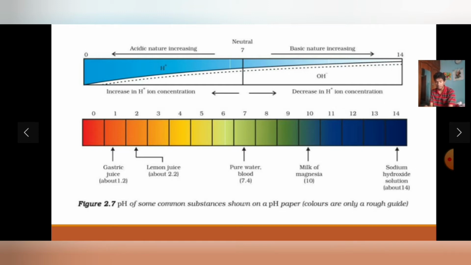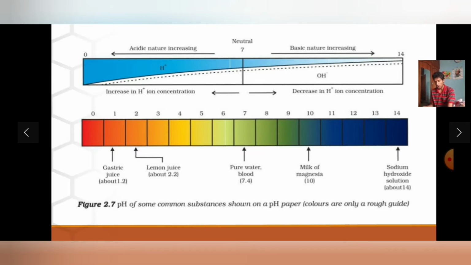The next one is milk of magnesia. Milk of magnesia is an antacid. What is an antacid? We'll learn in just a few minutes. It is a base. Similarly, at the last we can see sodium hydroxide. Sodium hydroxide is one of the strongest bases that we have today. Let's move on.